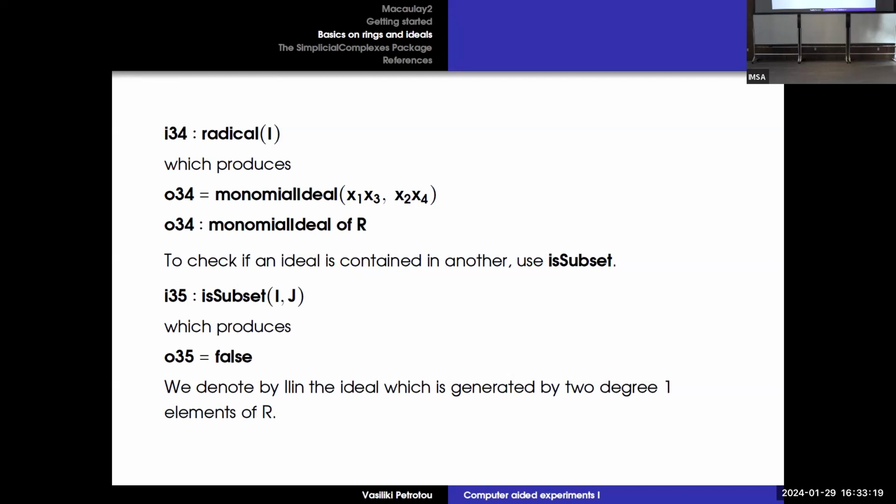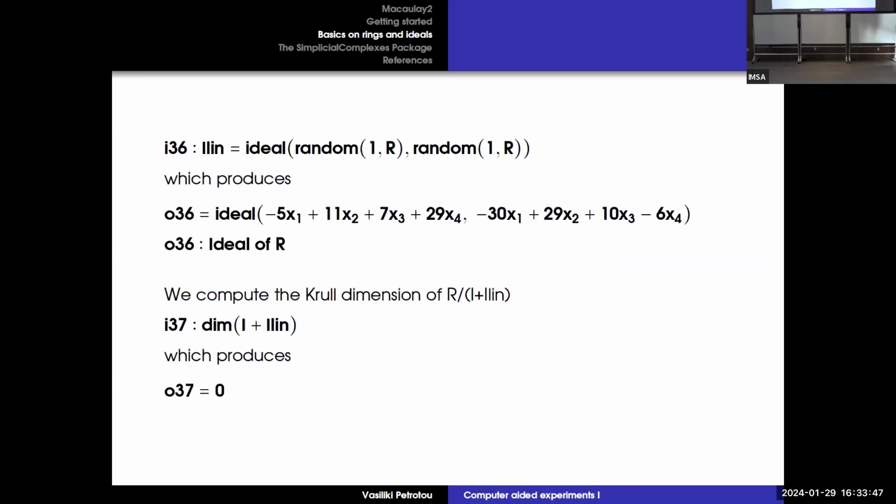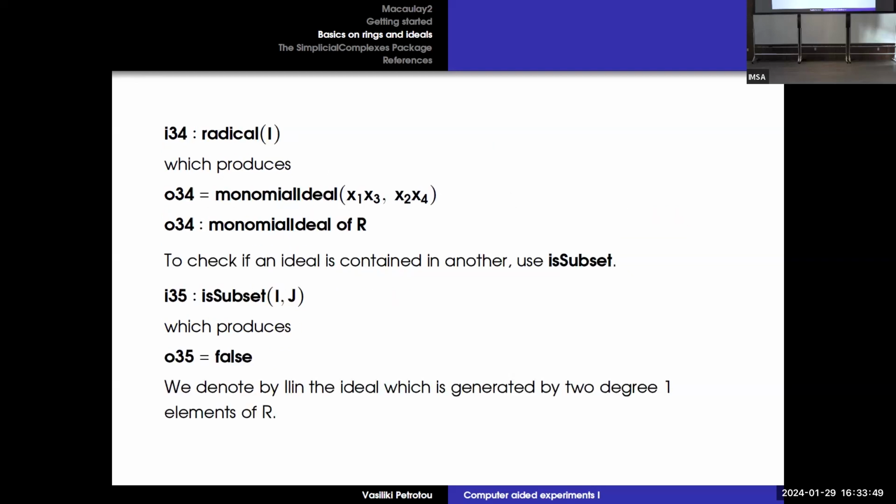Also, if we have two ideals, we can check if one ideal is contained in the other by using the command isSubset and the names of the ideals. And it says that the ideal I is not contained in the ideal J; it returns false. Okay.